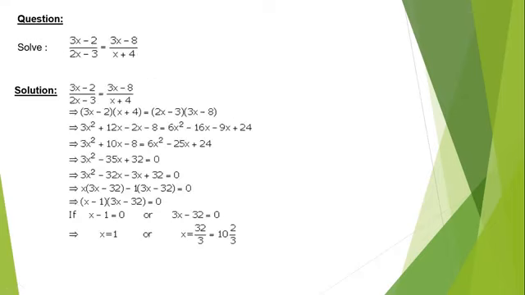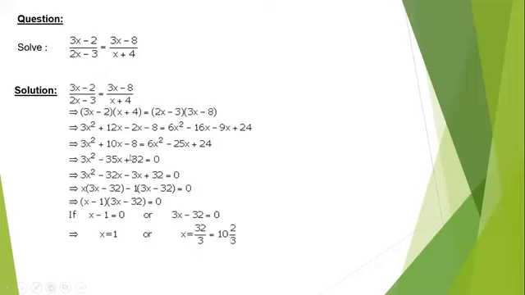Now one more example. Here the equation is given in the fractional form. Here what we will do is, first we will do the cross multiplication. Cross multiplication is done of right hand side also and left hand side also. (3x minus 2) into (x plus 4) is equal to (2x minus 3) into (3x minus 8). This side is giving us 3x square plus 12x minus 2x minus 8. This side is giving 6x square minus 16x minus 9x plus 24.